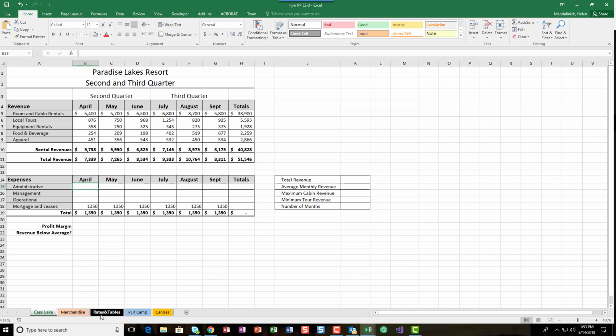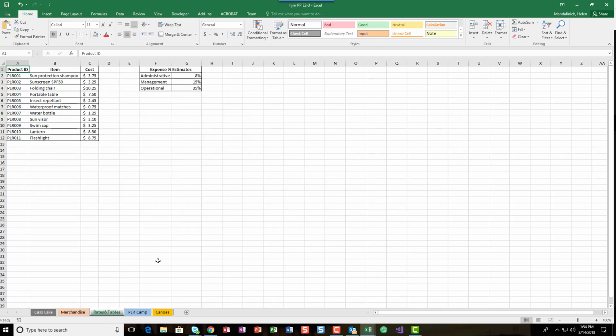And if we go to the rates and tables worksheet, you'll see there's an expense percent estimate. For administrative expenses, it's 8% of the income. Management, 15. Operational, 35, right? So we're going to take the total income, multiply it by this estimated expense percentage to figure out how much money is going into expenses for administration, for management, for the operation of the event. Notice the order: administrative, management, operational.